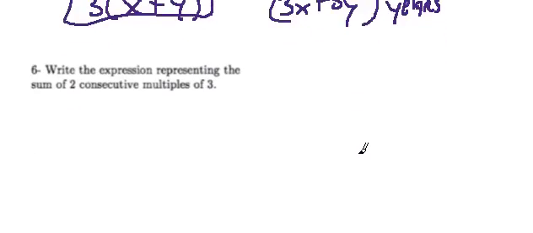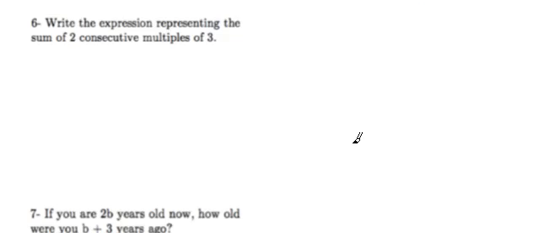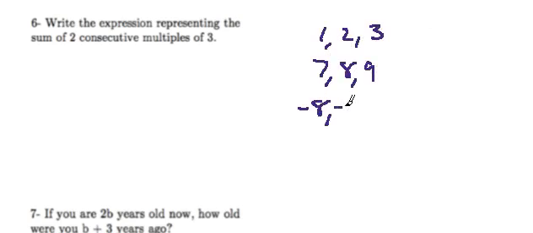All right, question 6. Let's try another one. Write the expression representing the sum of two consecutive multiples of 3. My goodness, all these words here. Got to make sure I understand what they mean. So consecutive, in case you don't know what that means, consecutive just means one right after the other. So for example, 3 consecutive numbers could be 1, 2, 3, or it could be 7, 8, 9, right? Or it could be -8, -7, -6. Consecutive just means one after the other.